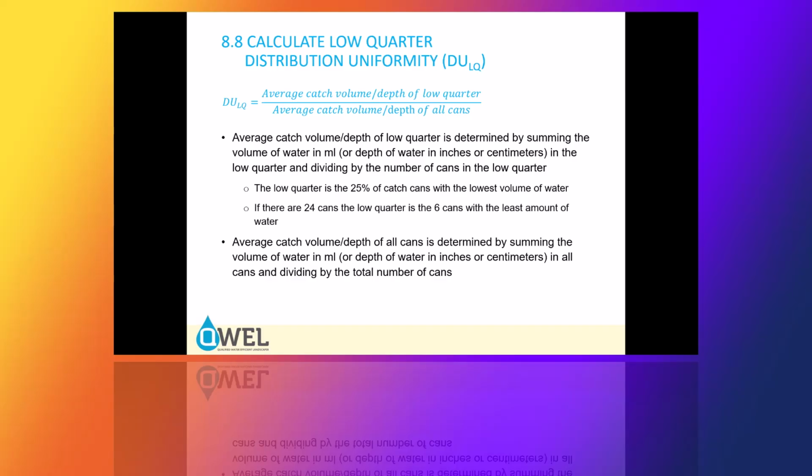You're going to average the catch can volume by summing all the volume of water in milliliters and then dividing by the total number of cans. The first one, you're going to get the average of the catch cans for the low quarter, and then you're going to divide it by the average catch can volume of all the cans. It sounds more complicated than it actually is, and we'll be going through different examples as we move forward.